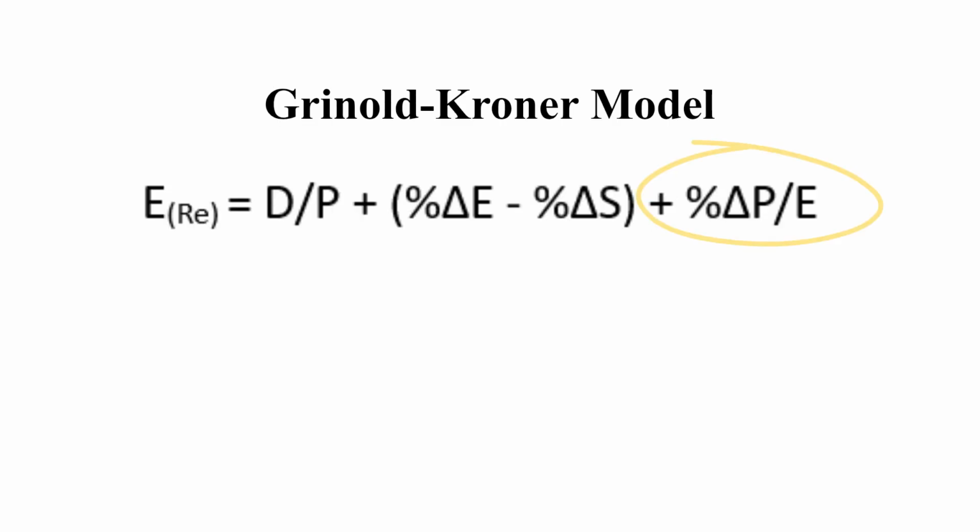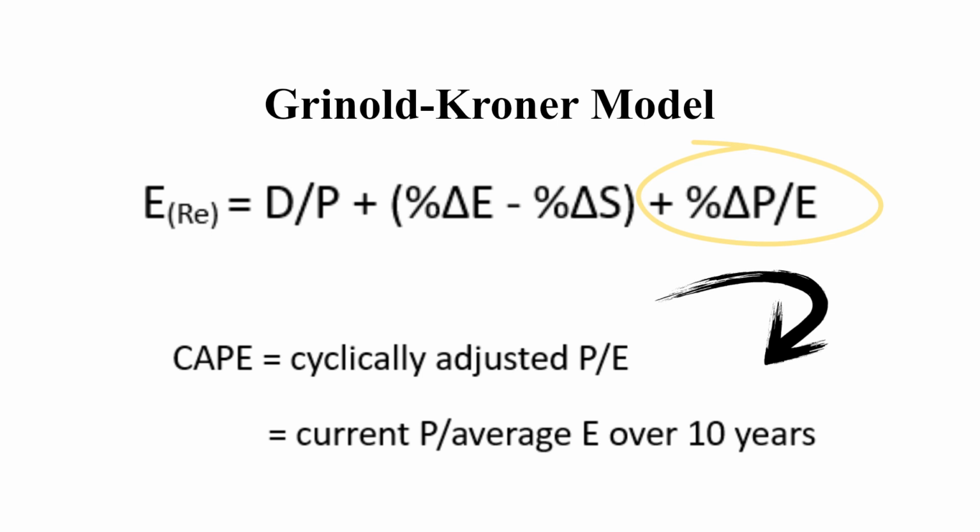The third component of the Grinold Kroner model is the percentage change in price-to-earnings ratio. To smooth out fluctuations in earnings through the business cycle, we use the cyclically adjusted price-to-earnings ratio, which is the ratio of current equity price over the average earnings over the last 10 years.